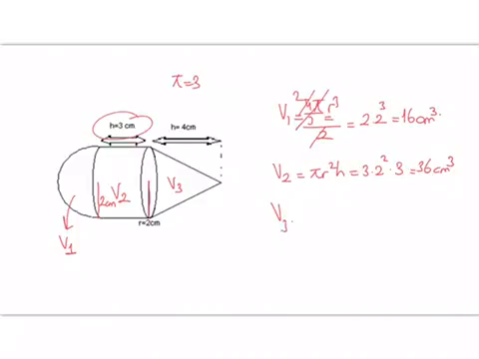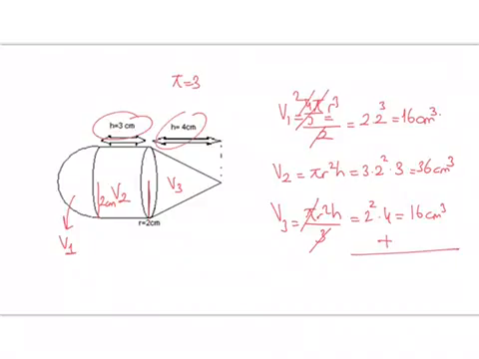The volume of the cone is equal to pi r squared h over 3. The pi and 3 cancel each other, so 2 squared times the height here, 4, is equal to 16 centimeter cubed. So when I sum these values, I have got the result as 68 centimeter cubed.